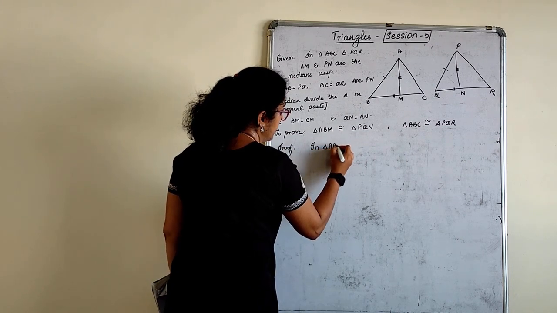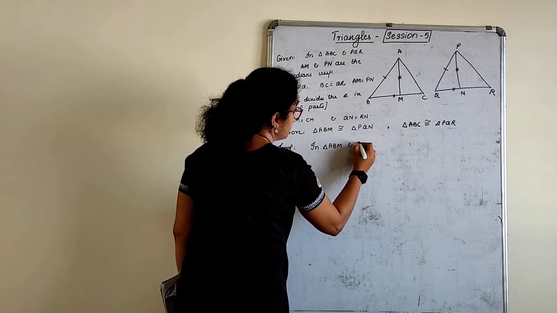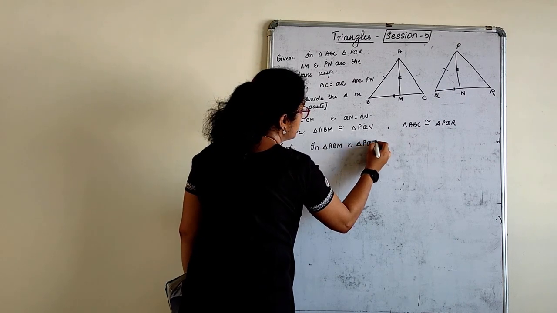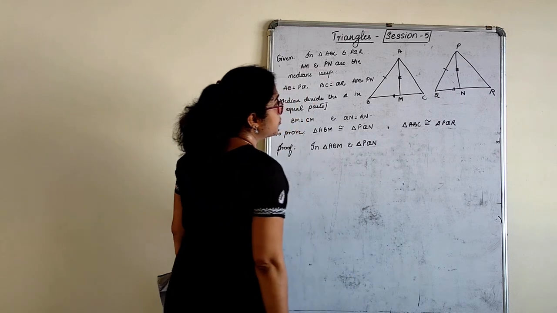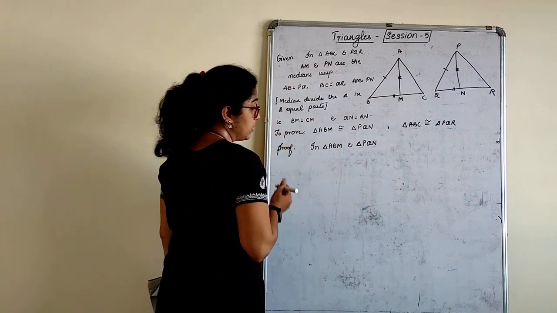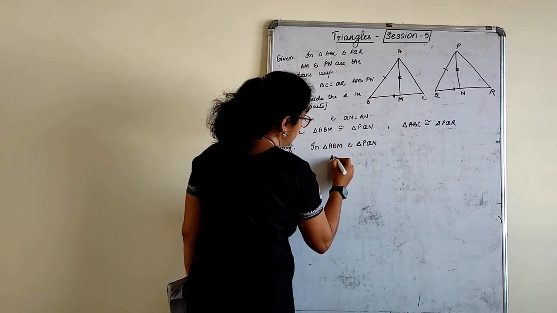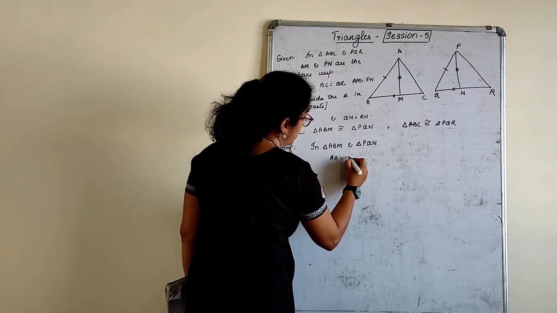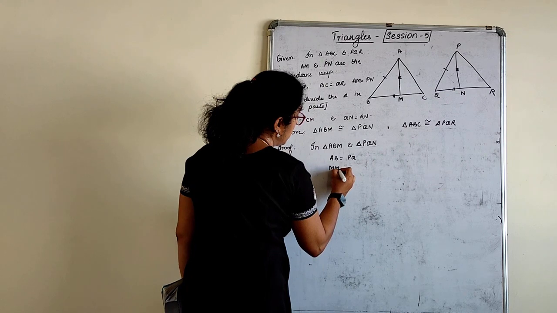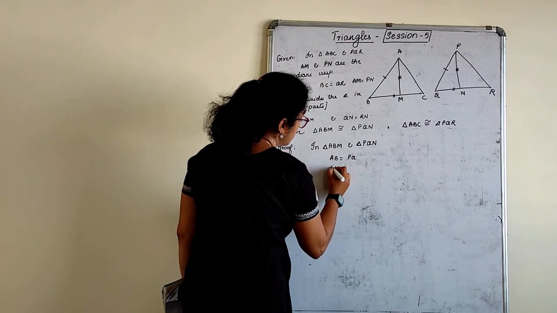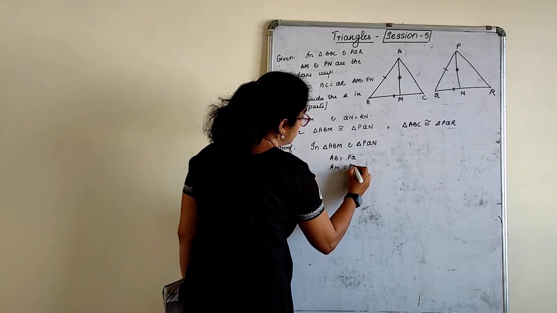In triangle ABM and triangle PQN. So where is ABM, ABN and PQN? So write down what things are equal here. First of all, we know that AB is equal to PQ, AM is equal to PN.